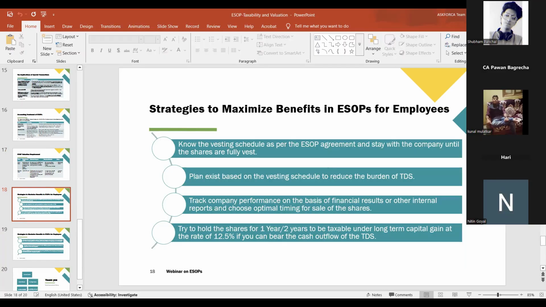These are the strategies we can use so that the employee can take the maximum benefit of the ESOP. The employee should be aware of the vesting schedule and should continue as an employee till the vesting is complete, so that he can get all the shares and get the fully vested shares.